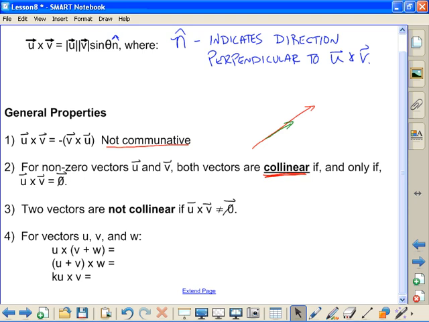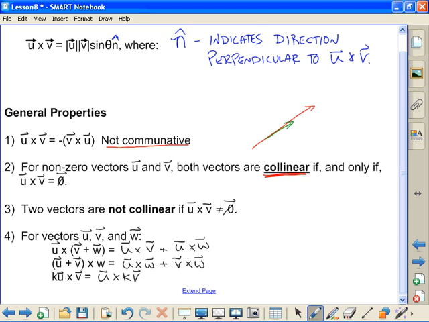Number 4, for vectors u, v, and w. So if we have 3 vectors, and I'm doing the cross product of u cross v plus w, okay, it is equal to our distributive law. So u cross v plus u cross w. So our distributive law still works. In the reverse, u cross w plus v cross w, and remember order is important here. And finally, the scalar, again, doesn't matter, u cross kv.